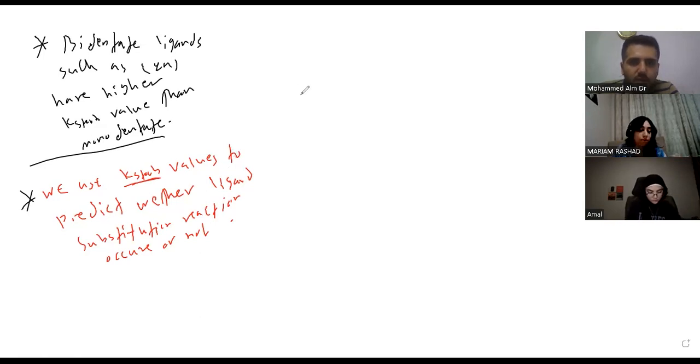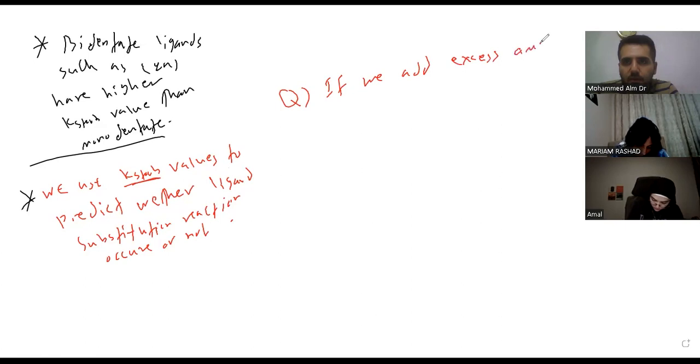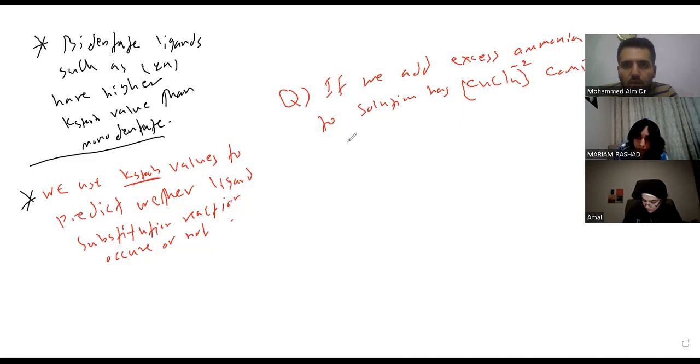Okay, let me give you a question here. If we add excess ammonia to a solution that has the CuCl4 2- complex, will we have a ligand substitution reaction?